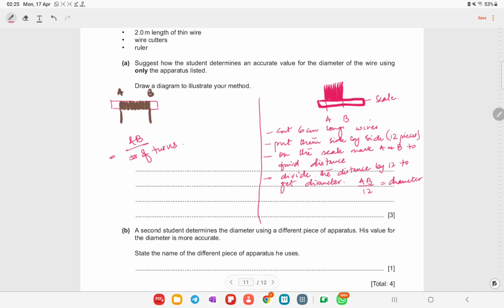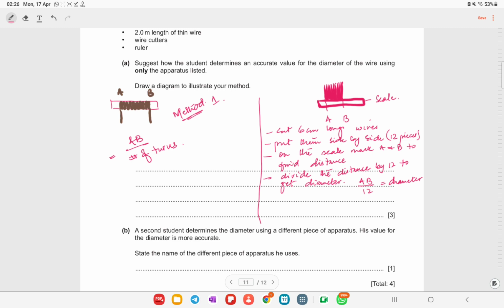Okay, so you have two methods for this purpose. This is going to be method one. On the scale, you just wind the wire in loops, and then find out the distance between A and B, and calculate the number of turns. So now you have to divide AB, the distance between these 2 points, by the number of turns to get the diameter of this wire.